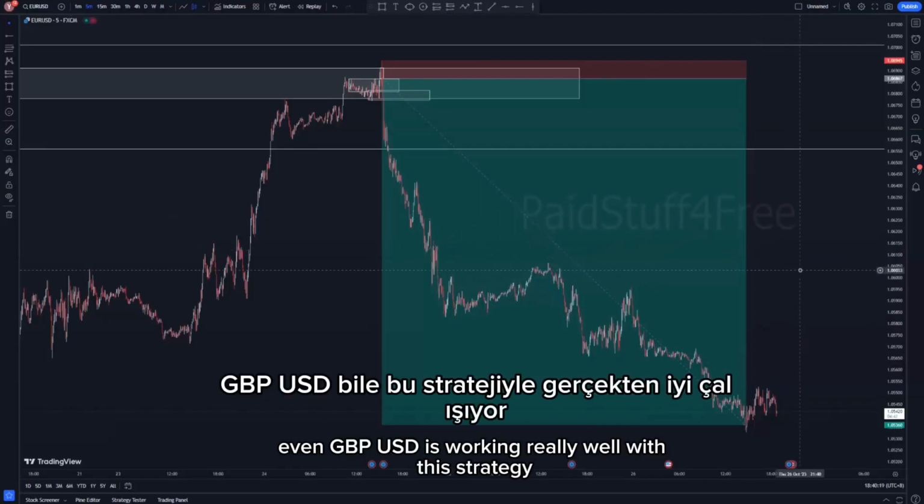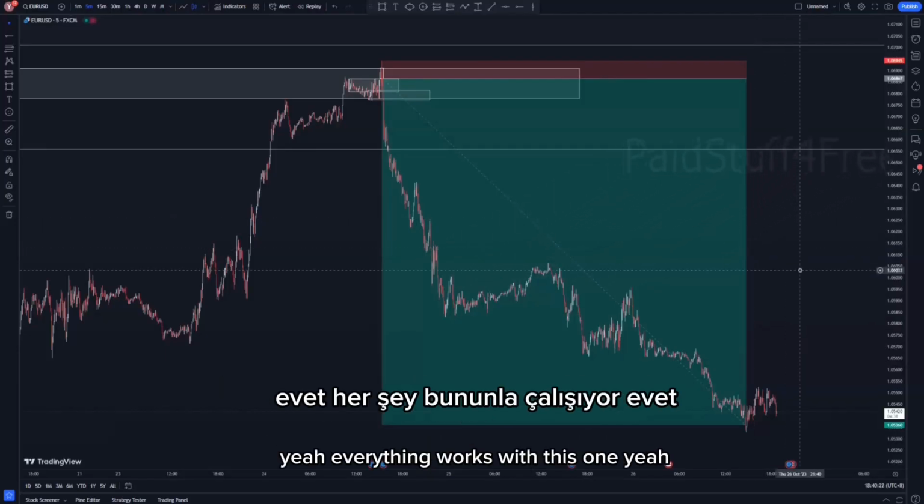Even GBP USD is working really well with the strategy. Yeah, everything works with this one.